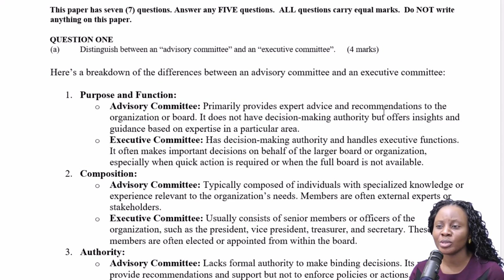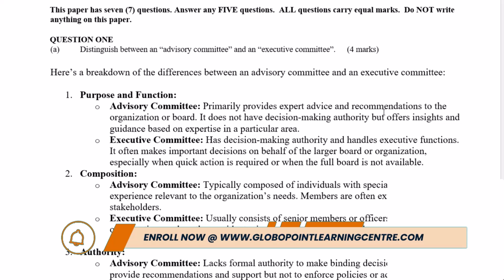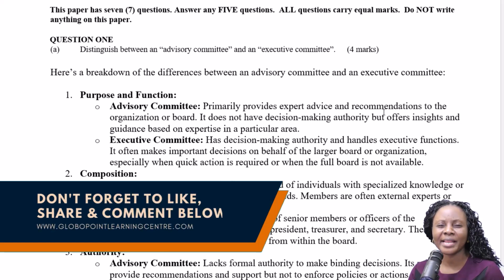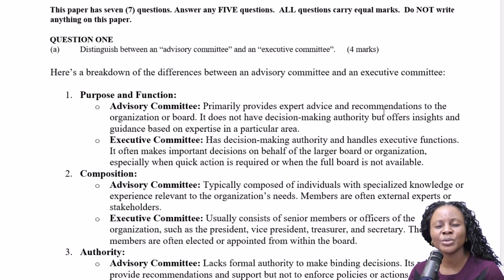Another distinguishing factor is composition. Which people make up the advisory committee and which make up the executive committee? As I said earlier, the executive committee is made up of people from top management. The advisory committee is typically composed of individuals with specialized knowledge or experience relevant to the organization. It is not necessarily made up of people from the top level of management. So long as you have experience or expertise in a certain area, you can be part of an advisory committee.